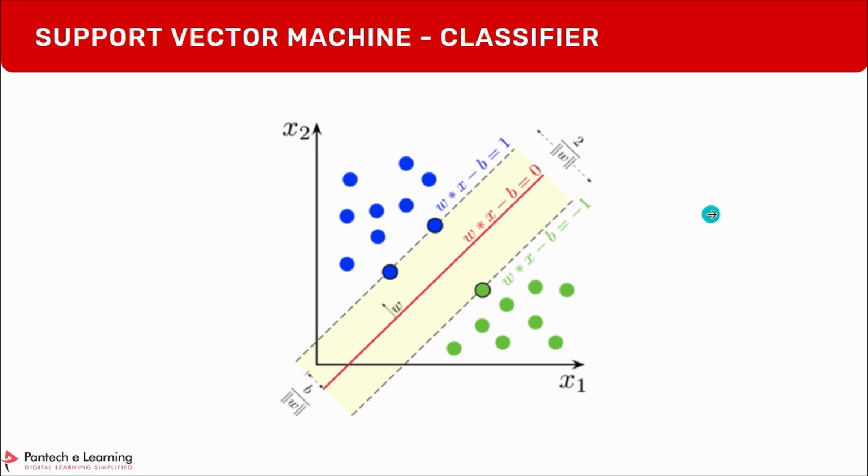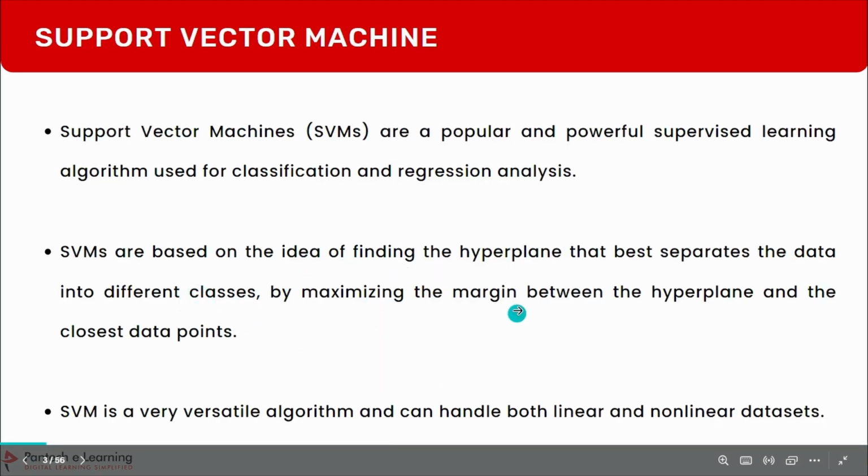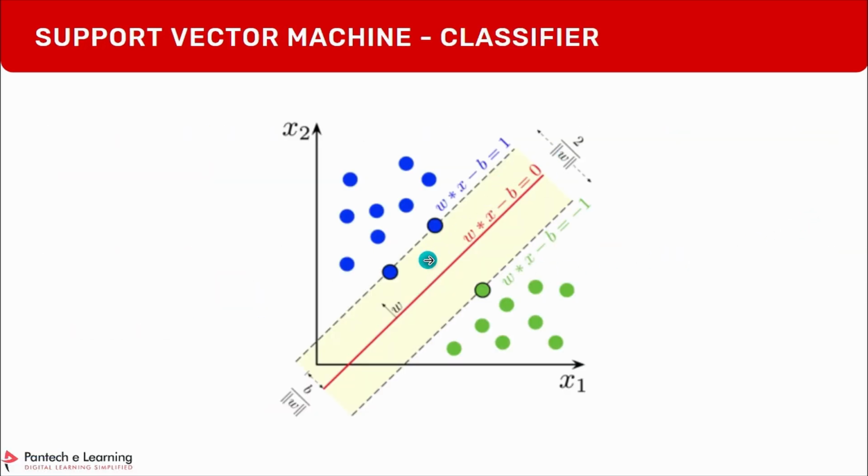So this is how a support vector machine will work. If you see in the center, we have a line, right? And that middle line is called the hyperplane. That is actually the plane we are discussing, which best separates the data into different classes. Then what are these lines called? These lines are called support vectors. That's how the name support vector machine has been given.